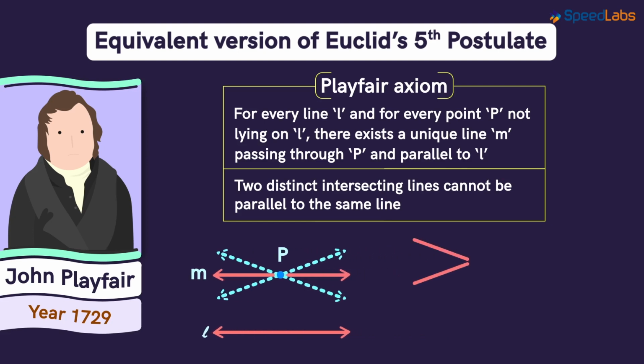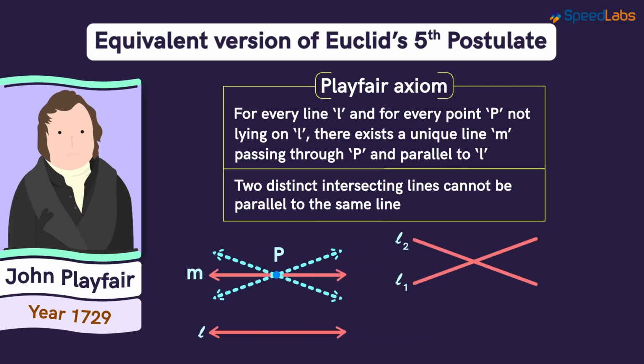Let's take a pair of intersecting lines L1 and L2. Here, each line will have their respective parallel lines. Let's say a line M is parallel to line L1. Now, line M cannot be parallel to line L2 because if we extend L2 and M, they will intersect. Therefore, 2 intersecting lines cannot be parallel to the same line. Hence, we see that the equivalent version of the 5th postulate is true.